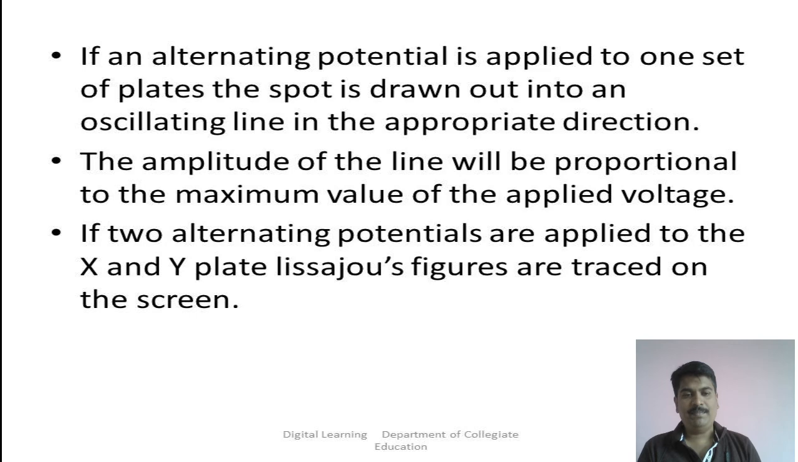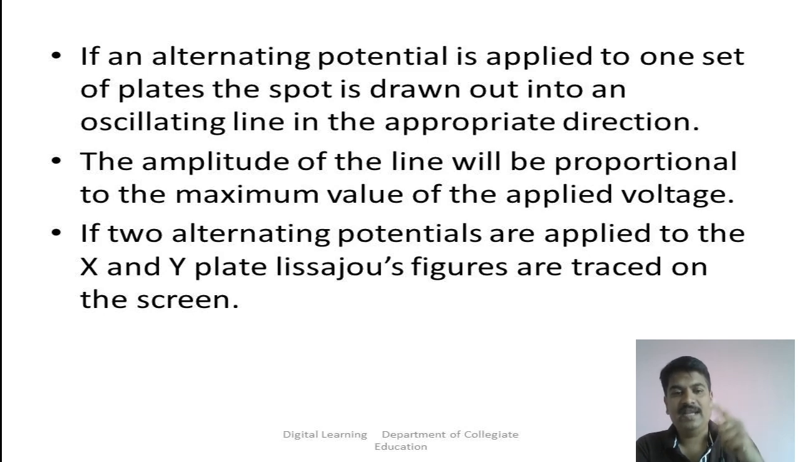Suppose I give an alternating potential to both plates, X as well as Y. In such a case, you will not get a waveform. You will get Lissajous figures. Lissajous figures are traced on the screen. That's a special thing here. If I give two alternating potentials to both X and Y plates, you will get Lissajous figures.